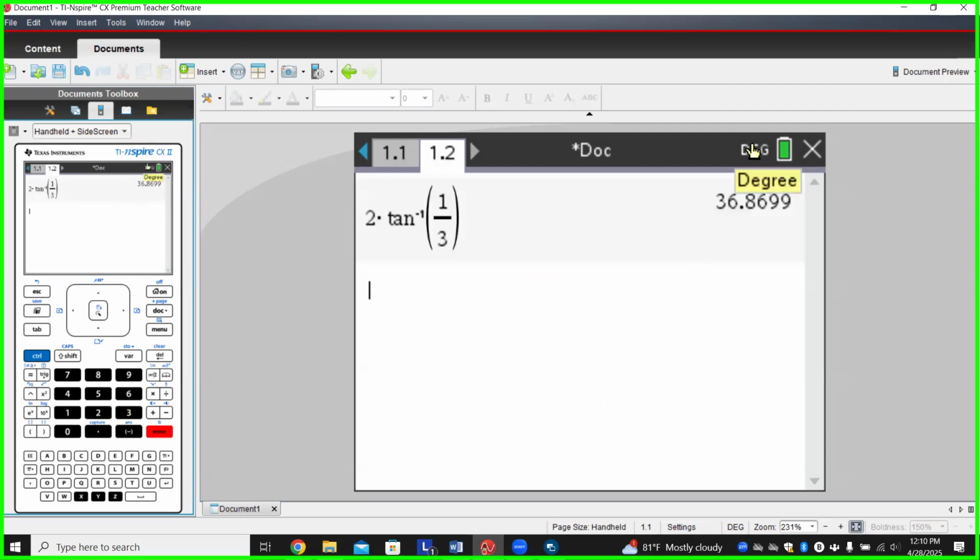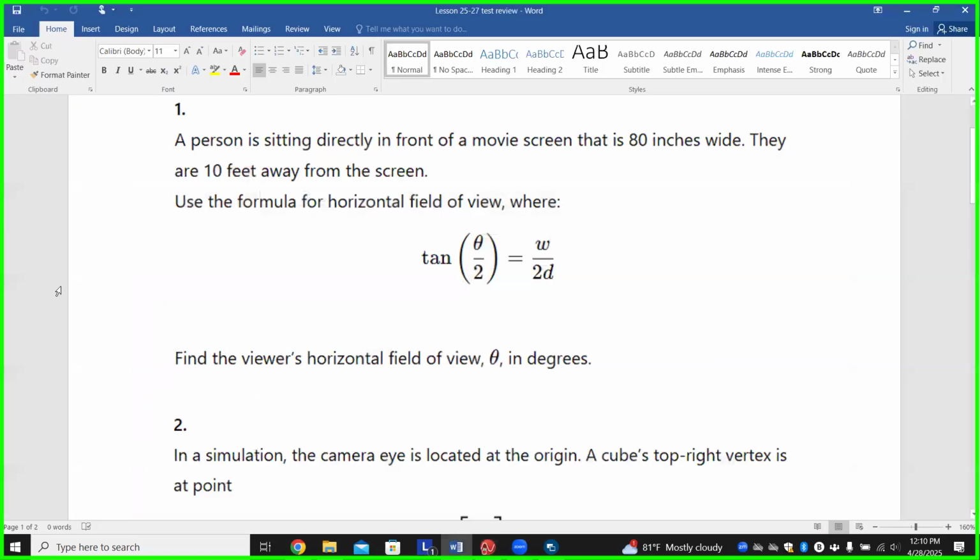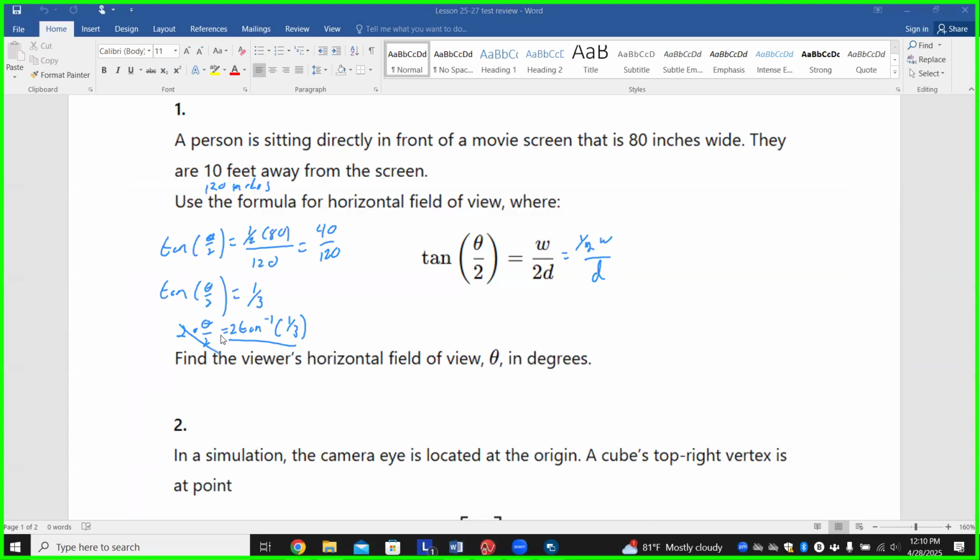One big thing in your calculator, make sure it's in degree. Go ahead. This 2 right here. So when it was theta divided by 2, I multiplied both sides by 2. That's where the 2 came from. All right. And so what was the answer here? Good, Josh. I'll plug it in y'all's calculator to verify.